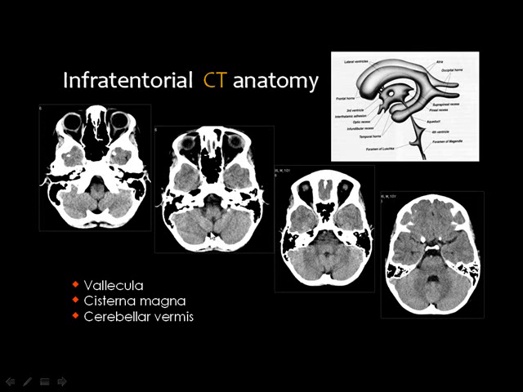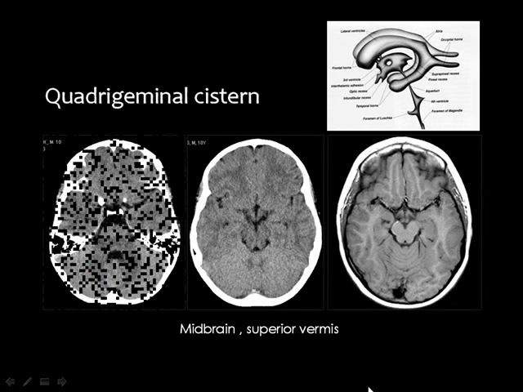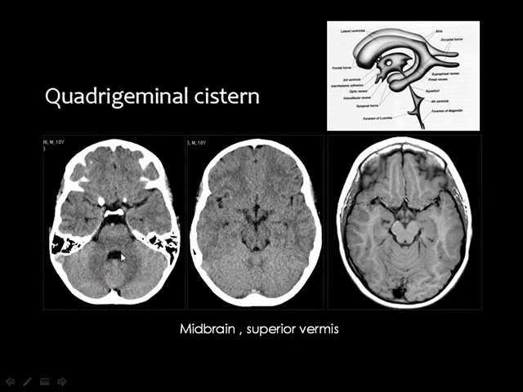You see a space filled with CSF inferior to the vermis of the cerebellum, which is known as the vallecula. Then if you go up, you will see that the fourth ventricle becomes smaller. In this area, you will see a very important structure, which is known as the quadrigeminal cistern. This quadrigeminal cistern borders the midbrain from its posterior aspect. And here you can see by this MR image the quadrigeminal cistern.